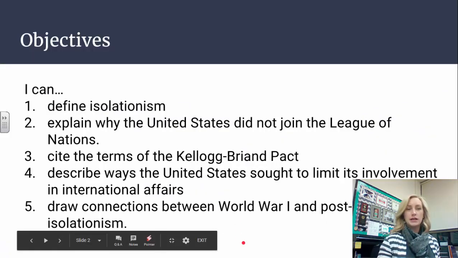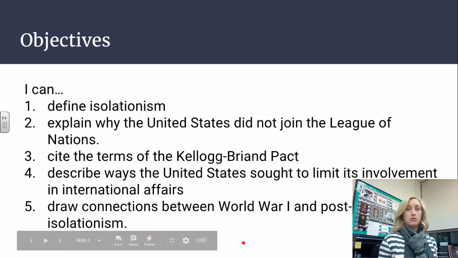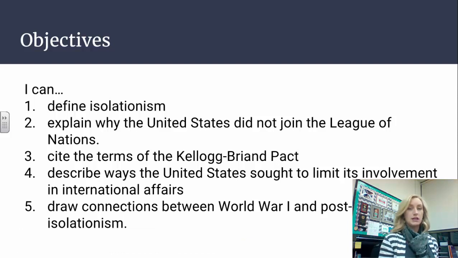So we've got quite a few objectives. More so than explaining what actually happened in World War I, even the causes, you need to understand the results and what came from the First World War. So you've got to be able to define isolationism. What is that? You've got to be able to explain why the United States did not join the League of Nations, even though it was proposed by the United States President.